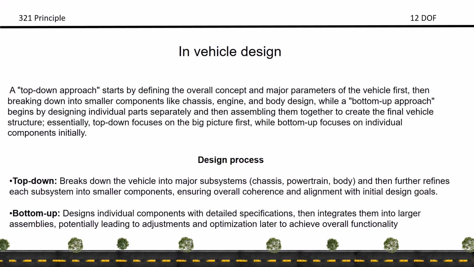To understand this easily, here is the vehicle design process. In the top down design process, the vehicle is broken down into major subsystems: chassis, powertrain, body, and then each subsystem is further refined into smaller components, ensuring overall coherence and alignment with the initial design goal. In bottom up design, individual components are designed with detailed specifications and then integrated into larger assemblies, potentially leading to adjustment and optimization later to achieve the overall functionality. So this is the design process for the top down and bottom up approach.